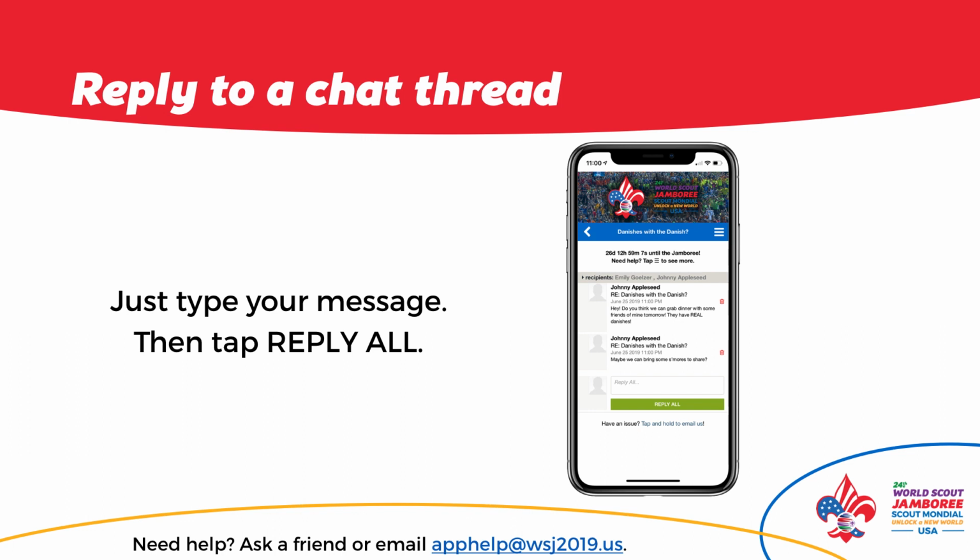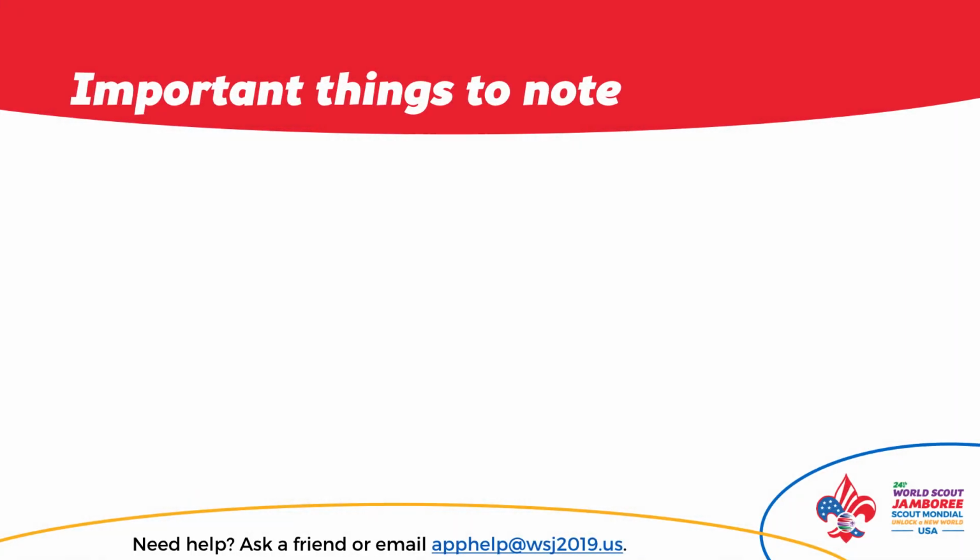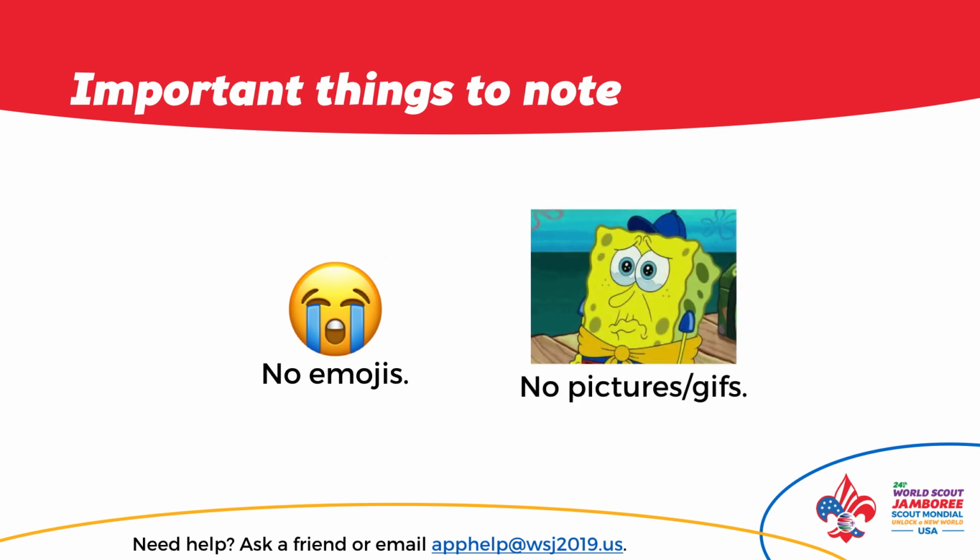Just type out your reply in the box called Reply All, and then tap the green button called Reply All. It's that simple. You'll see here that Johnny Appleseed followed up with a second message to his original. Now, there are two things to keep in mind whenever you're sending or receiving messages. First, you cannot send or receive any emojis, and the same goes for pictures or GIFs. We'd love to offer this functionality, but we just simply cannot.